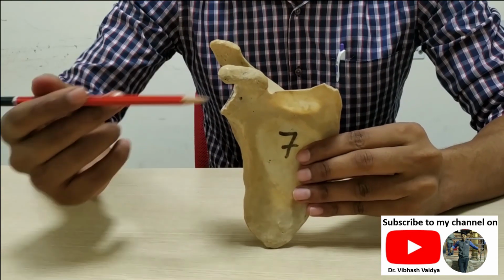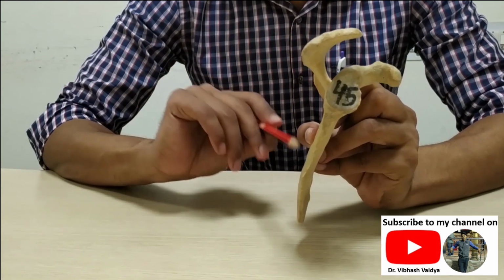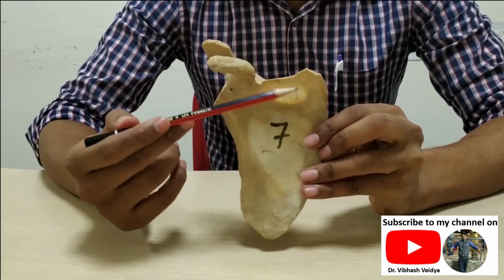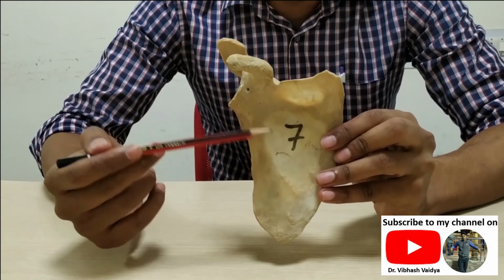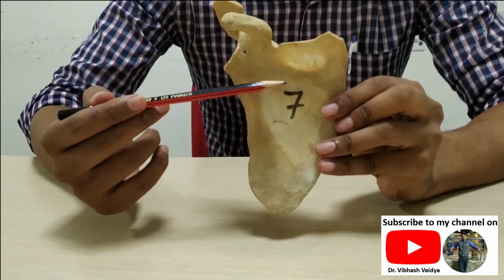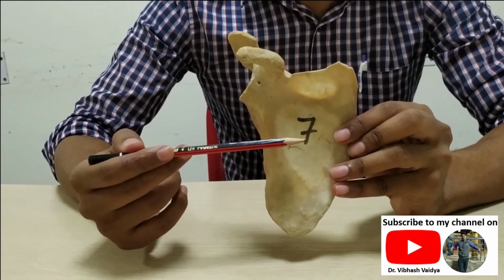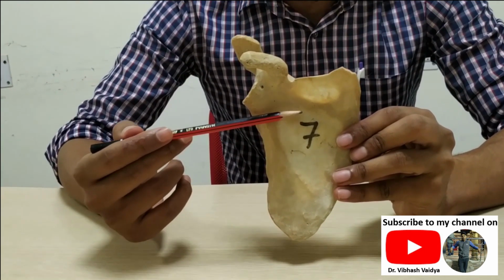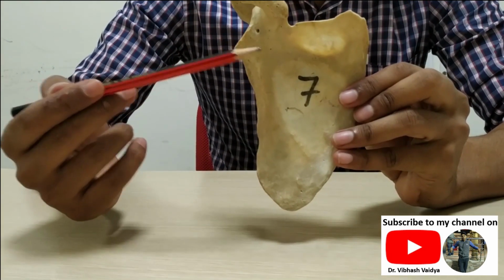Now we'll talk about the features of the scapula. The scapula has two surfaces: one is the anterior surface and one is the posterior surface. The anterior surface is also called the costal surface because it is related to the chest wall. It is also known as the subscapular fossa, and it is slightly concave and directed medially and forward.